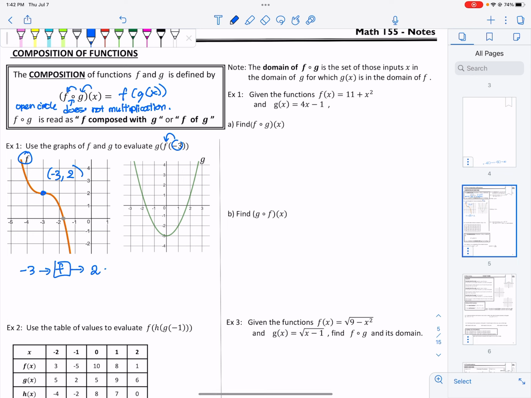Then what we do with that 2 is we're going to put that into g. Here's the function g. Put that into the function g. When the input is 2, remember that the input is the x value. The output for this function is 1. So the result is 1. G of f of -3 is equal to 1. Now keep in mind, another way of writing this would be g of f of -3 equals 1.